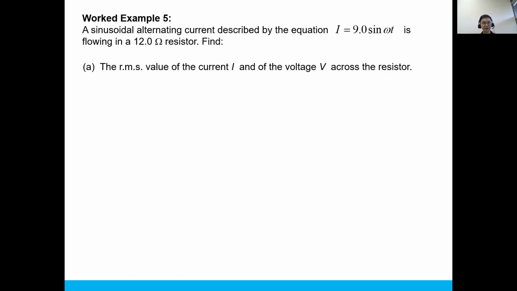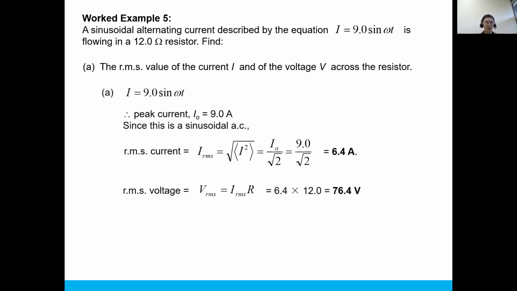Okay, so part A. We are repeating what we have learned previously. Just to consolidate our learning, we know that the root mean square current is the peak current divided by square root 2. And here we need to apply the knowledge that we've learned in part 2 of this lecture. In the sinusoidal wave, you say I equals I naught sine omega t. So this 9.0 is the I naught. You need to match those two ideas together and take this 9 and sub it into this I naught over root 2. Then take 9 divided by square root 2, you get 6.4 amperes.